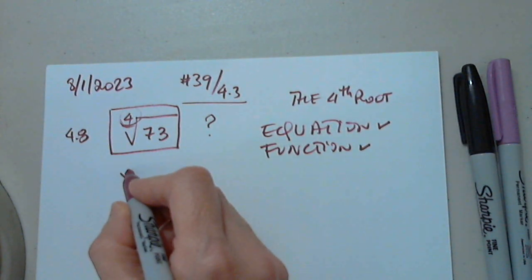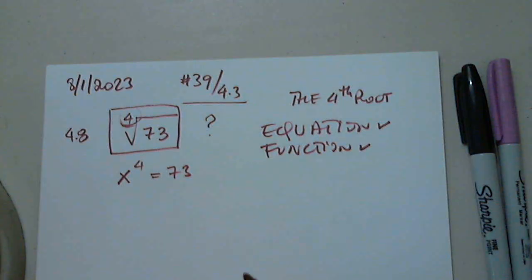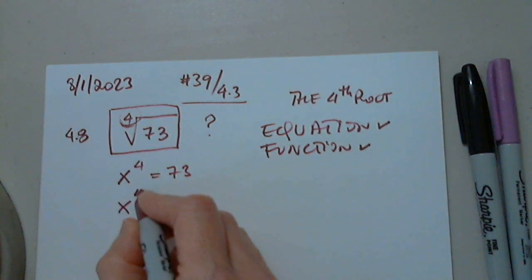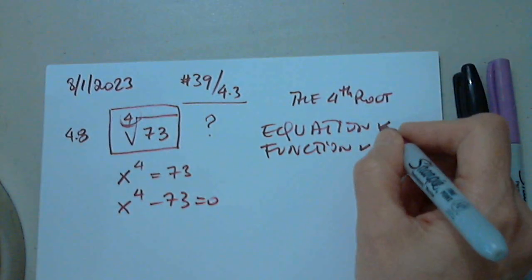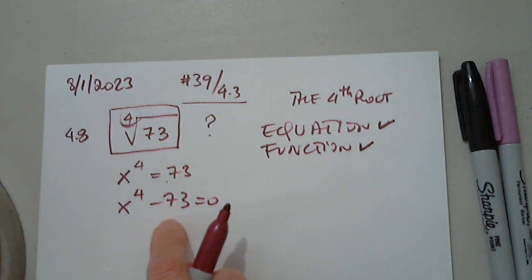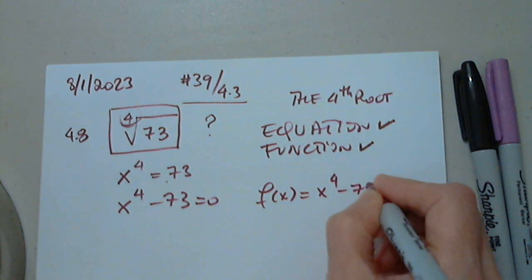I think it's x to the 4th minus 73. Yes. Oh, it equals 73? Yeah, it doesn't matter. It's the same thing. x to the 4th minus 73 equals 0. So this is our equation that we want to solve, and this is our function now. So the function f of x is x to the 4th minus 73.